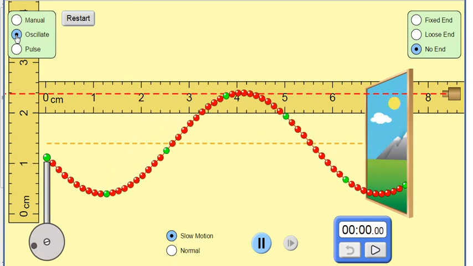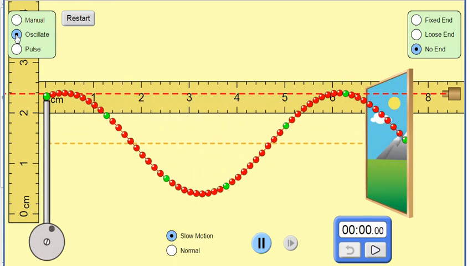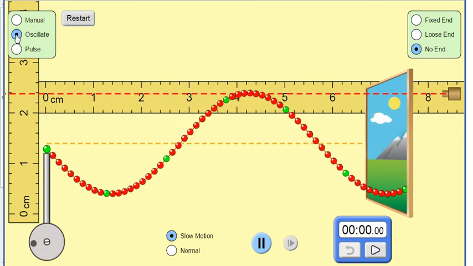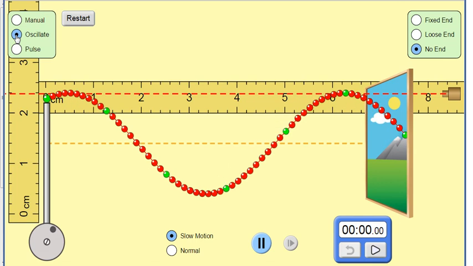So that means this is a transverse wave, because the oscillations of bits of the rope are up and down, and the oscillation that's causing it is up and down, but the motion of the wave is from left to right, so they're at right angles.